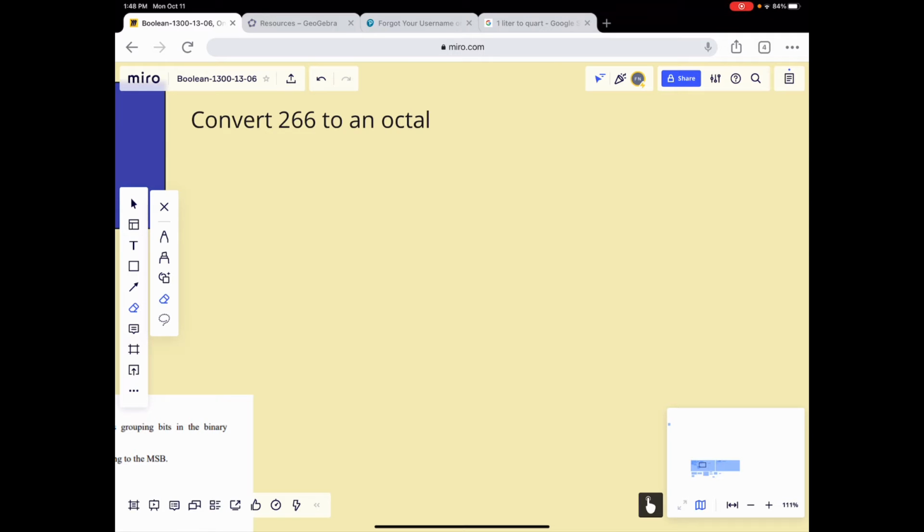Let's look at this example again. 266 decimal number, and you want to convert to octal. So 266 divided by 8, the answer is 33, and the remainder is 2. You got 2 left.